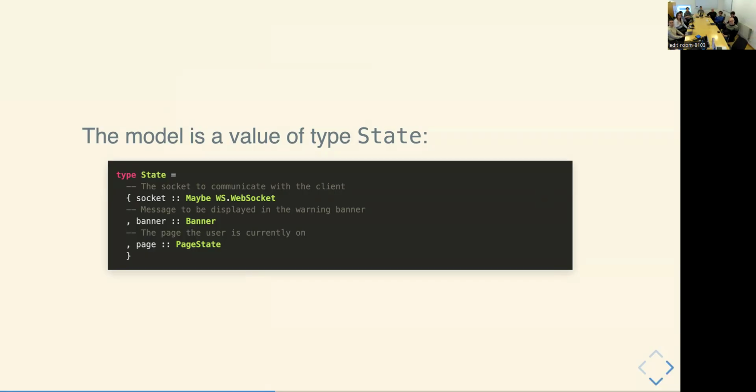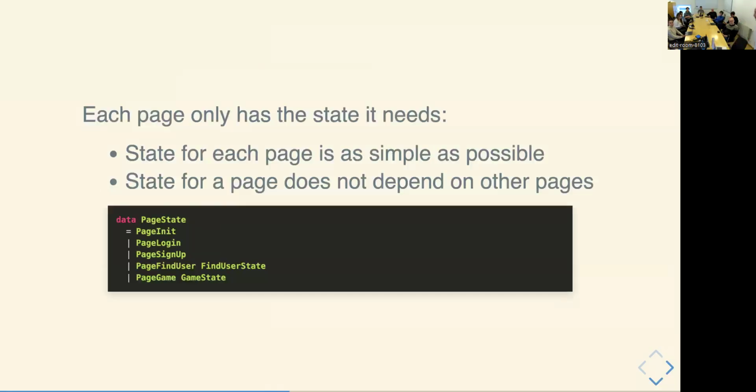So my application is divided into different pages, and each page has its own state, which is quite nice because it means I can't leak state between pages, and adding a page is quite easy because everyone has their own state. So yeah, it's just a simple sum type.